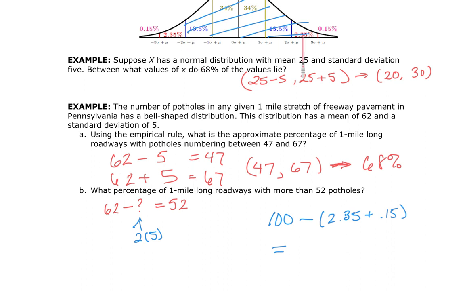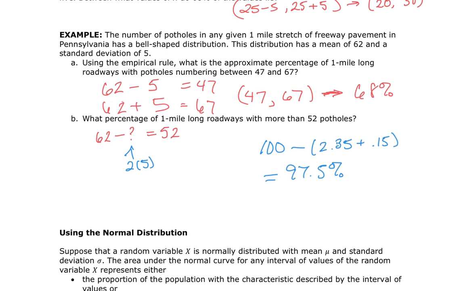And that means it's all of this. And rather than adding up all of this, it's much easier to take 100 and subtract off those two numbers. And I get 97.5%. So what percentage of 1 mile long roadways have more than 52 potholes?